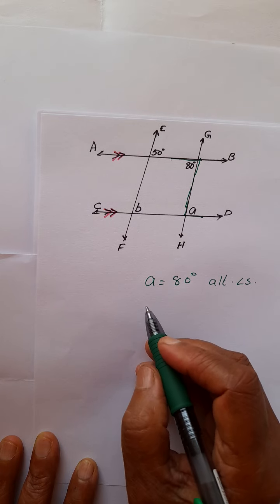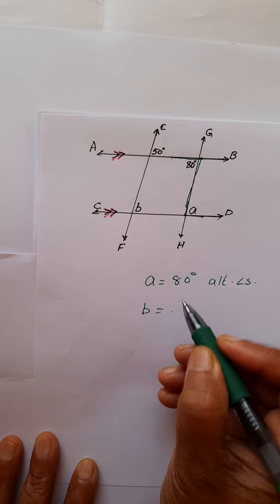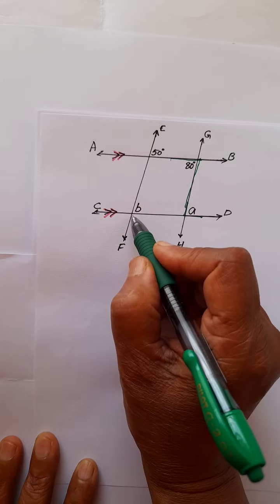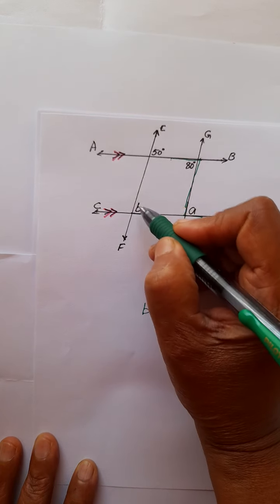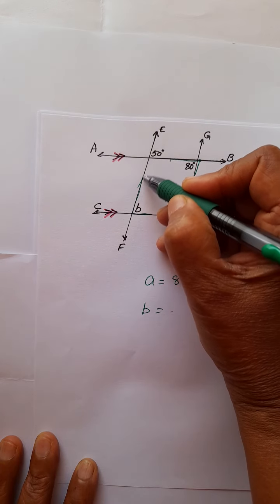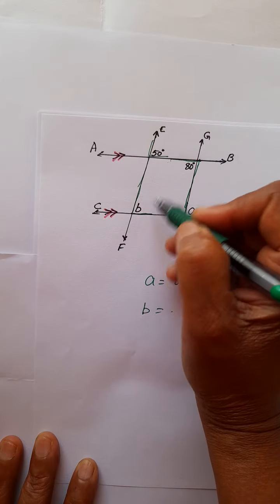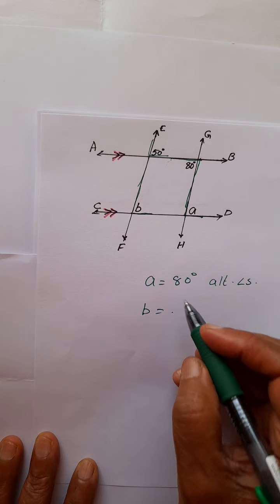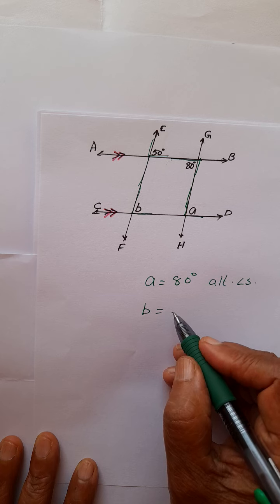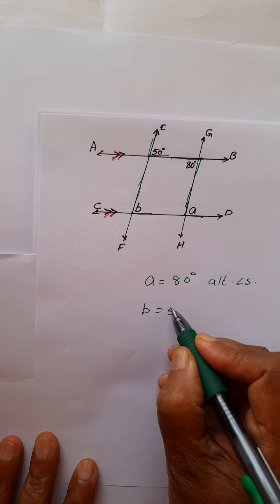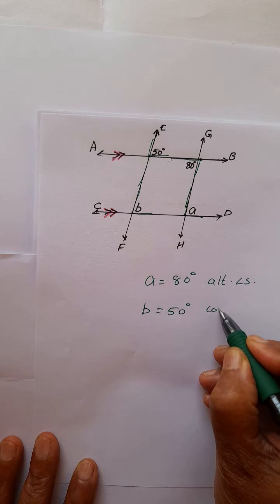Then coming to B, what about B and 50 degrees? They form an F angle. Those are corresponding angles. So B is equal to 50 degrees, corresponding angles.